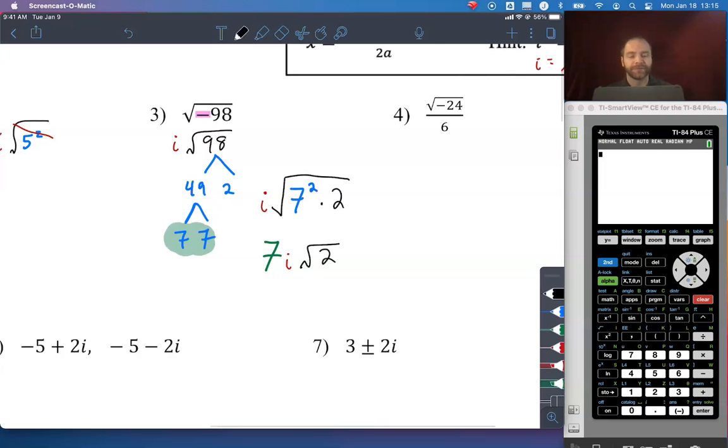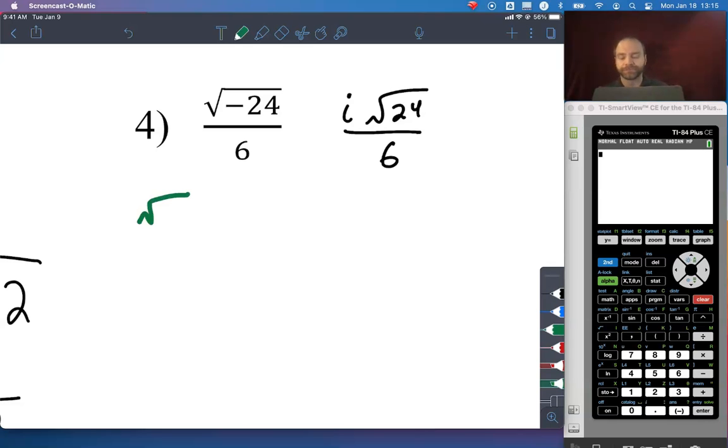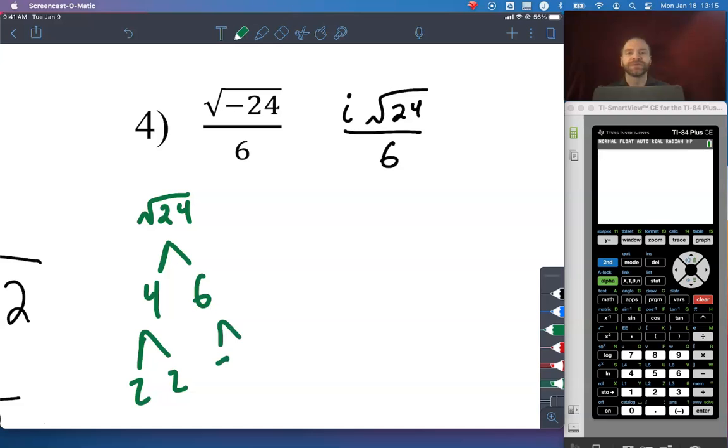And the last one, it may look intimidating with square root of negative 24 over 6, but the same idea. I'm going to write it as i square root of 24 over 6. Well, the bottom is just a normal number. It's going to be over 6, not bad, but off to the side I'm going to break down the square root of 24. Again, I try perfect squares first, so I'm going to try 4. So I have 4 breaks into 2 and 2, 6 breaks into 2 and 3. Notice I have right here a pair of 2s. So that's like saying the square root of 2 squared, which is just 2.